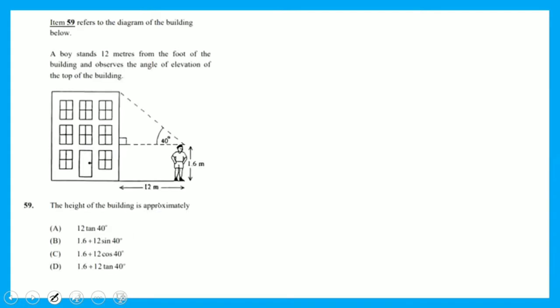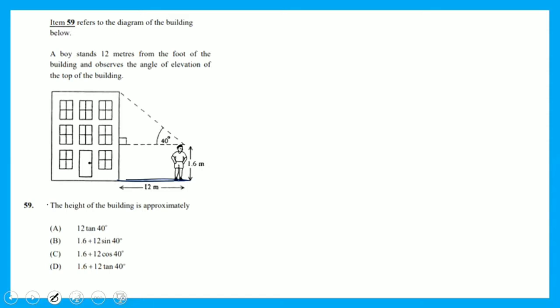Number 59 says a boy stands 12 meters from the foot of the building, and you make a connection with the diagram while you're reading. So we see the 12 meters away from the building, and he observes the angle of elevation of the top of the building. From his head top, preferably his eyesight, there's an angle of elevation of 40 degrees. We can see that.